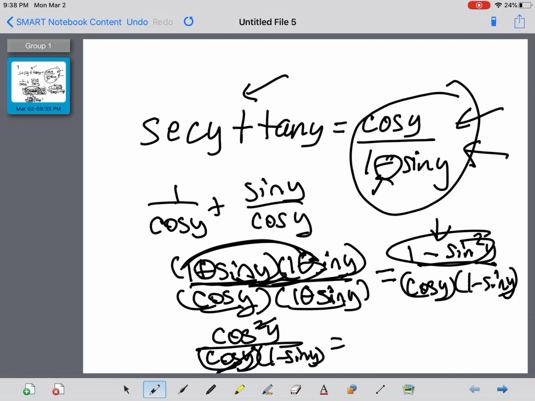So cosine squared goes into cosine y, and you're there: cosine y over 1 minus sine y.